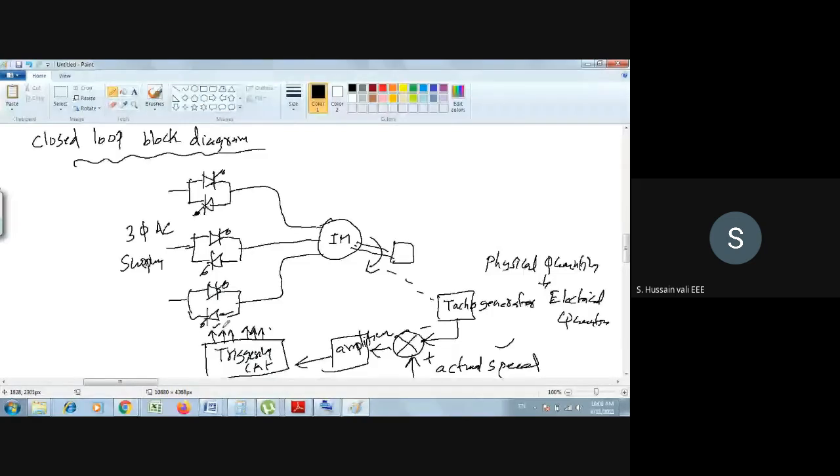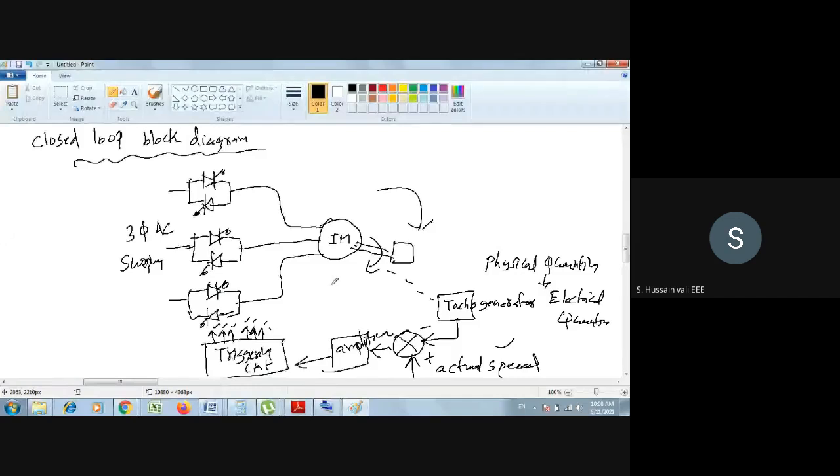These six signals will go to the six thyristors. So the firing angles will go like this. So that's it, you control. So this is a closed loop. So you control, maintain and regulate the speed of the induction motor using this block diagram.